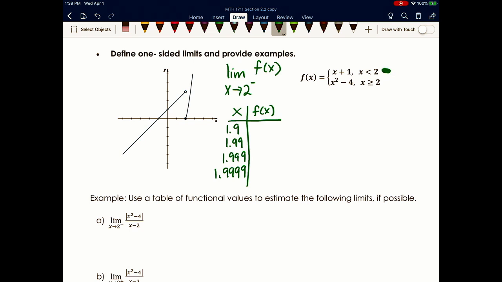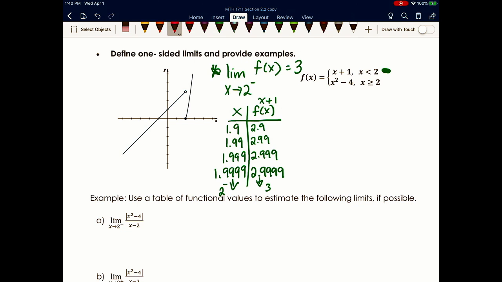Because we are doing this to the left of 2, we're finding values that are less than 2. So I'm looking at this first piece of the graph here, using the rule x plus 1. When I plug in 1.9, I get 2.9. When I plug in 1.99, I get 2.99. When I plug in 1.999, I get 2.999, and for 1.9999, I get 2.9999. So as x is approaching 2 from the left, the value of the function is getting closer and closer to 3. So the one-sided limit coming from the left of 2 would be 3.